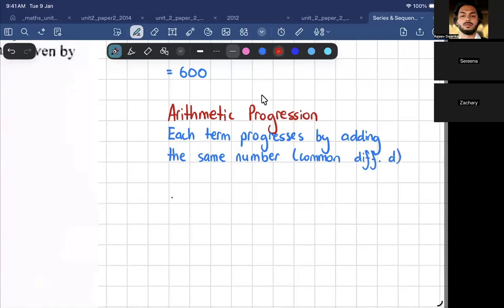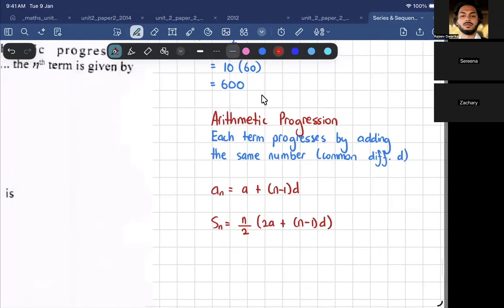So the main formulas you need to know is A of n. A of n is equal to A plus (n minus 1) times D. And Serena, you can just tell Zachary the other formula. S of n is equal to n over 2 times the bracket 2A plus (n minus 1) multiplied by D. Right. So Zachary, do you know what a series or a sequence is?